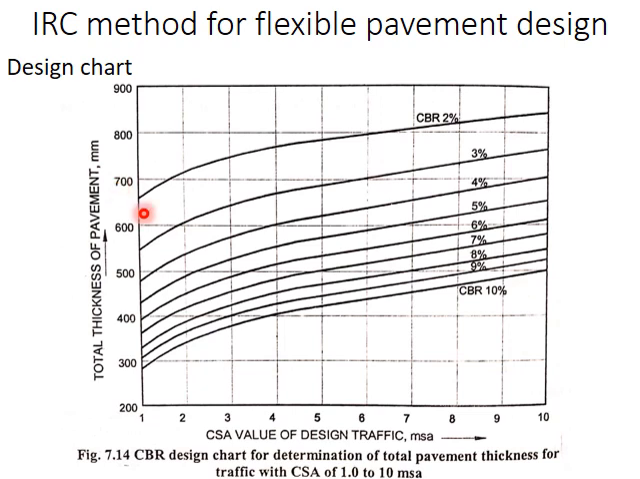That is, if we have 5 MSA and a CBR value of 10%, you can project from 5 MSA to the design curve of CBR 10% and extend it to the y-axis to obtain the value of the thickness, which comes to around 420 mm.